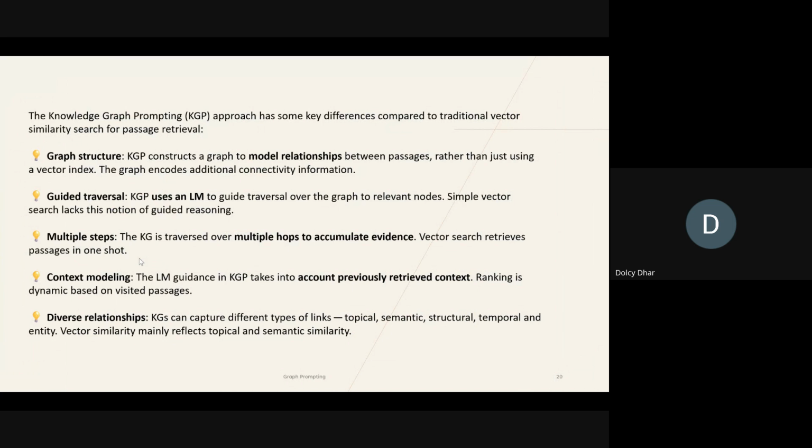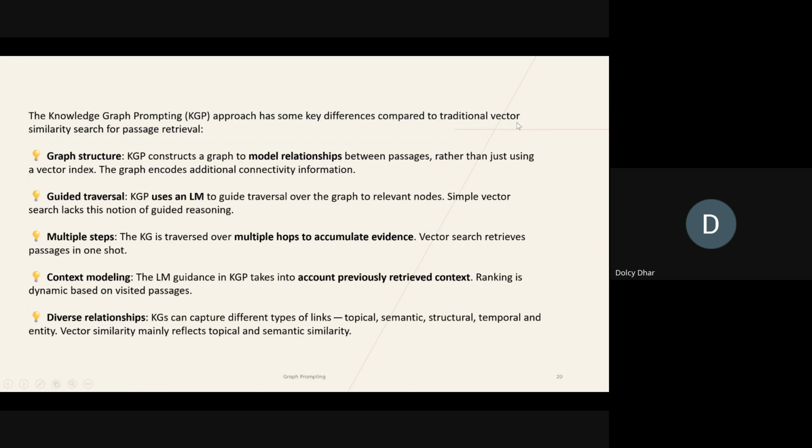Why knowledge graph prompting is different from the traditional vector similarity search that we see in RAG is, first of all, that we are leveraging a graph data structure. Graph data structures can help us model relationships between different entities. This is a use case for passage retrieval, and an example of how knowledge graph prompting would be much better at extracting relevant information than our traditional vector similarity search.